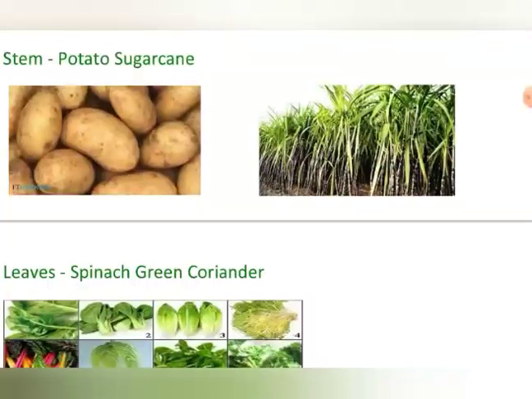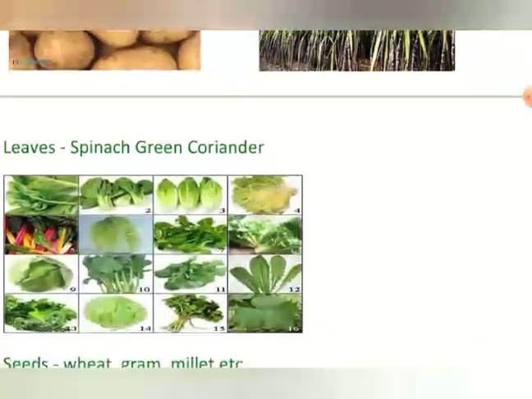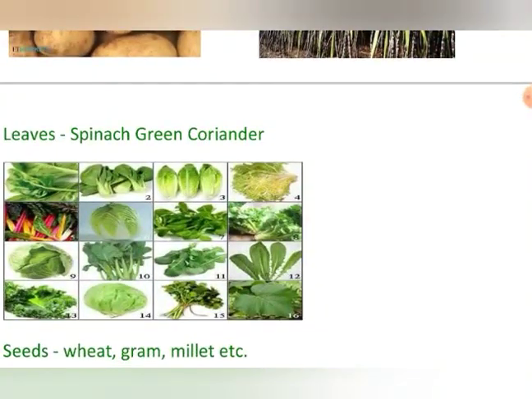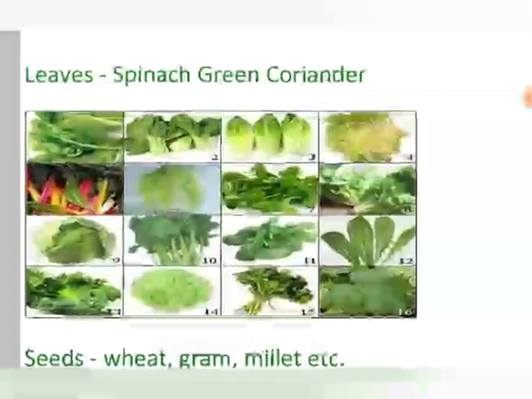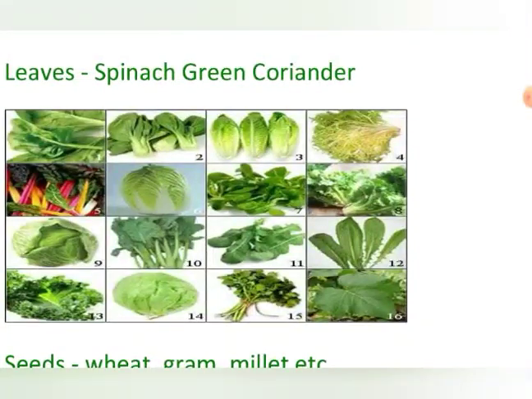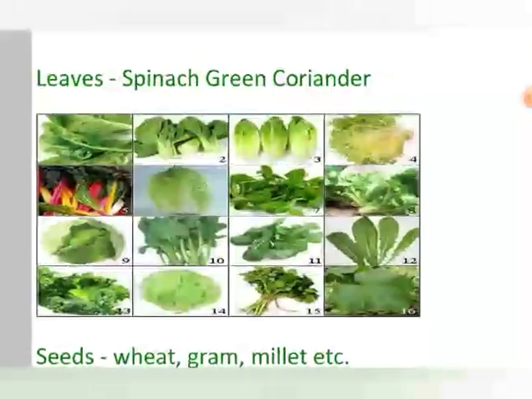Another edible part of the plants is the leaves. Many plants are there, the leaves of which can be eaten. Here in the picture you can see many plants with green leaves, and these green leaves are edible. Here are spinach, green cabbage, green coriander, green mint, and so on.